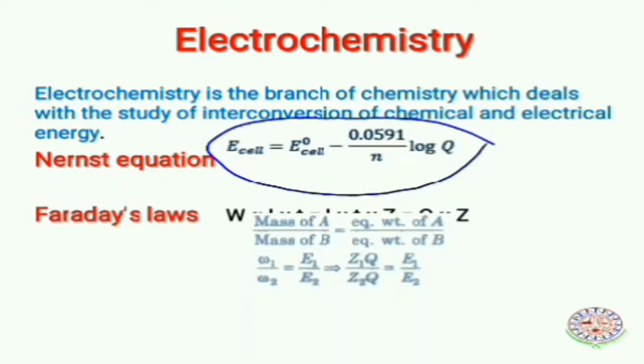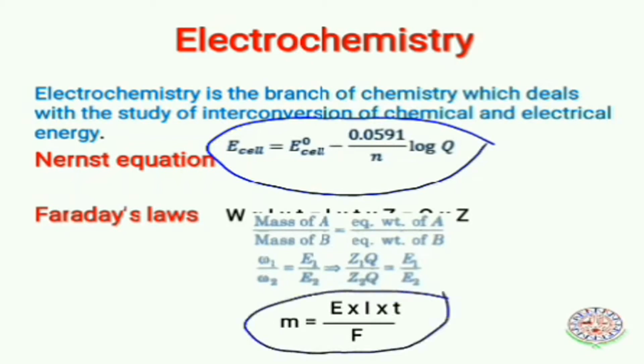Faraday's second law talks about the ratio of weight deposited being equal to the ratio of their equivalent weights. W1 by W2 is equal to E1 by E2. That is equal to Z1Q divided by Z2Q is equal to E1 by E2. So we have one more equation here. Mass deposited is equal to E into I into t divided by F. E is equivalent weight, I is current, and t is time, divided by F.